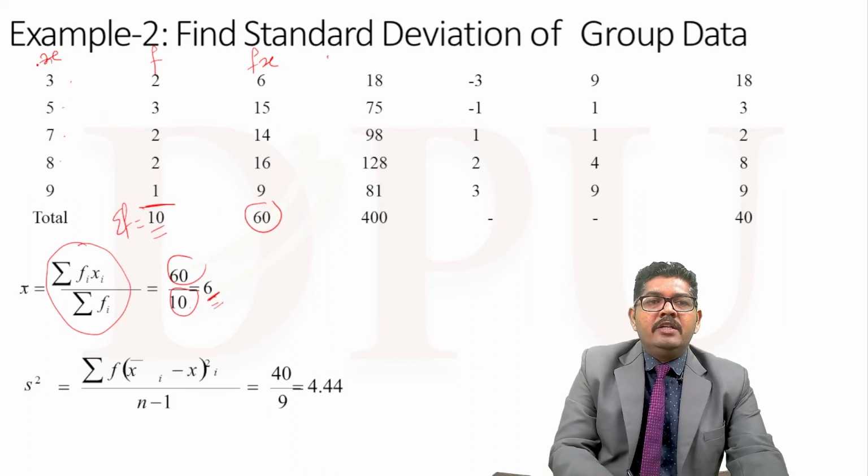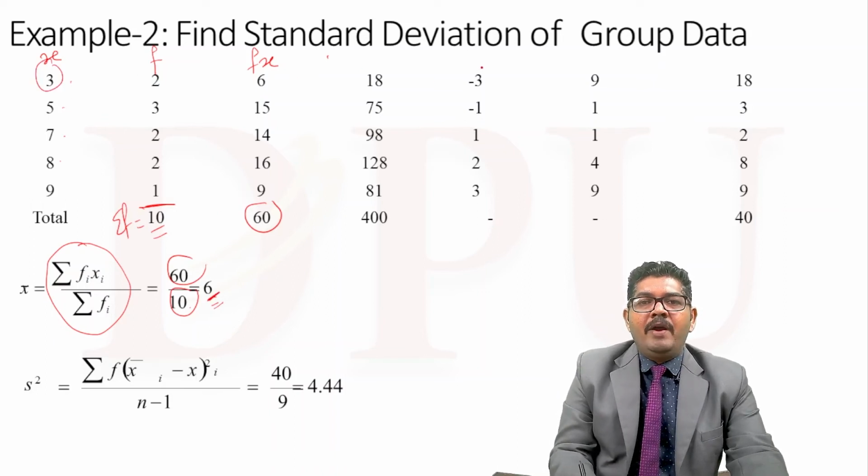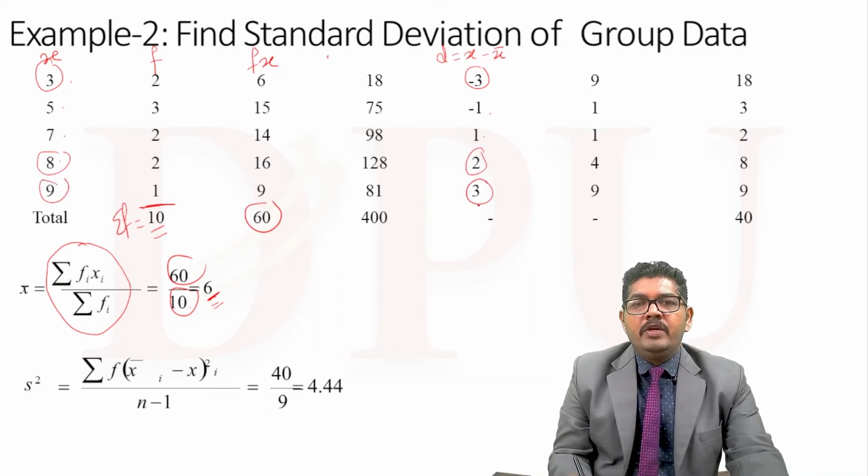So 3 minus 6 will be minus 3. This is the deviation, x minus x bar. 5 minus 6 will be minus 1, then 7 minus 6 will be 1, 8 minus 6 will be 2, and 9 minus 6 will be 3. So we calculated the deviations. Then look at the formula.